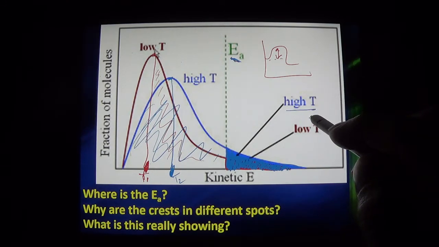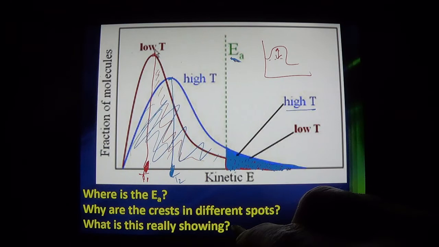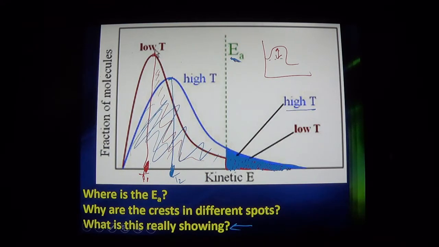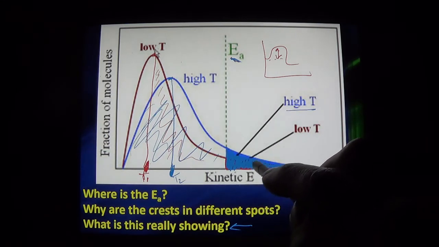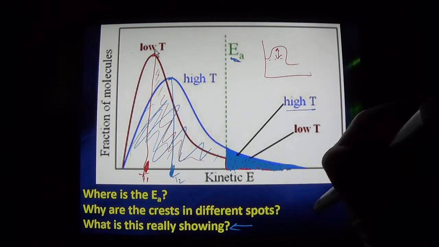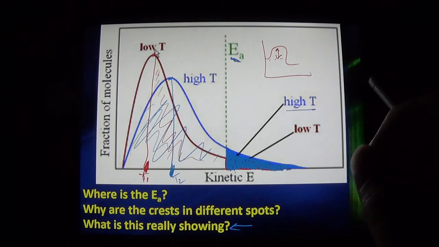So at high temperature, we're showing how we have more molecules that have the activation energy needed for successful collision. Sorry, to react successfully when they collide.